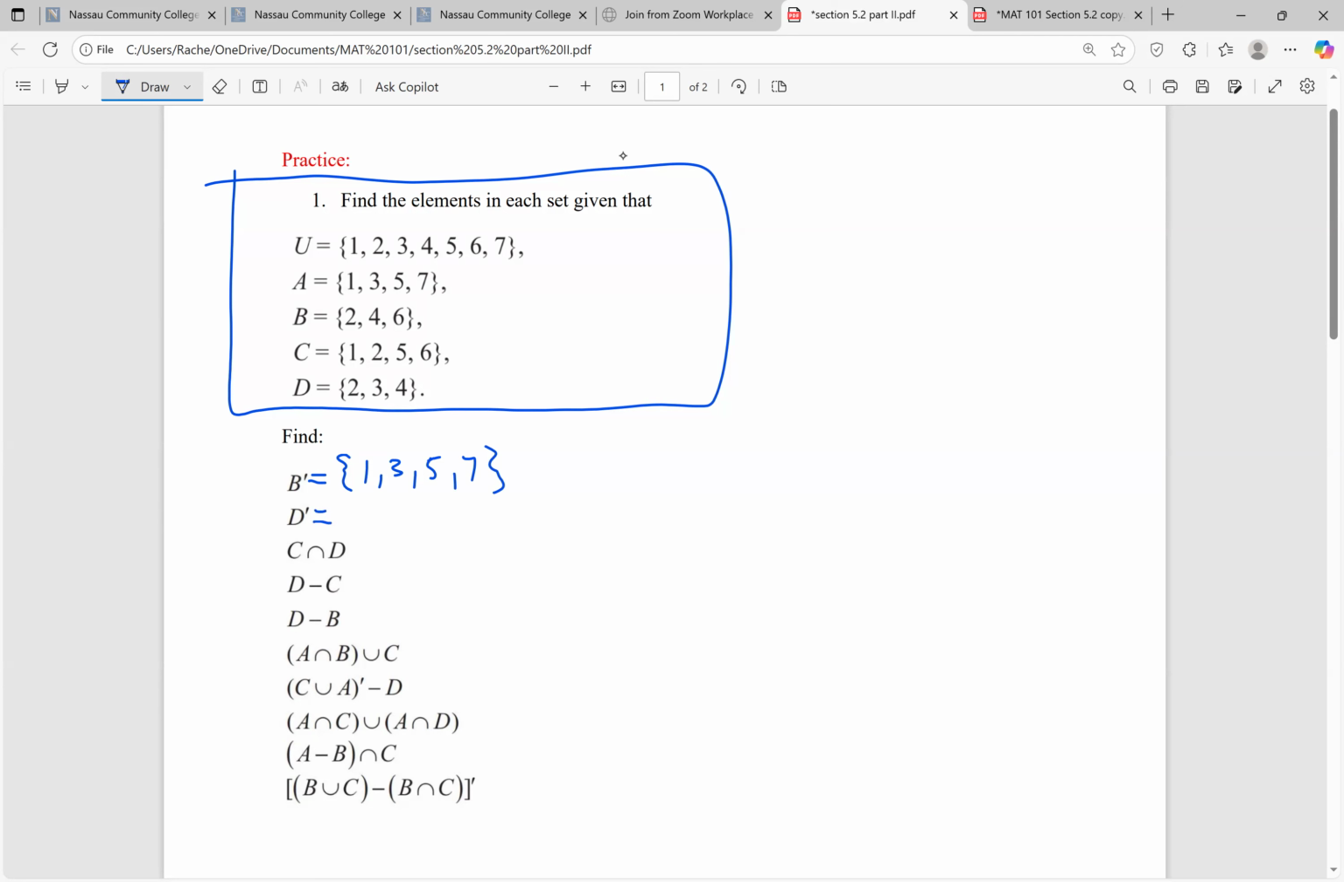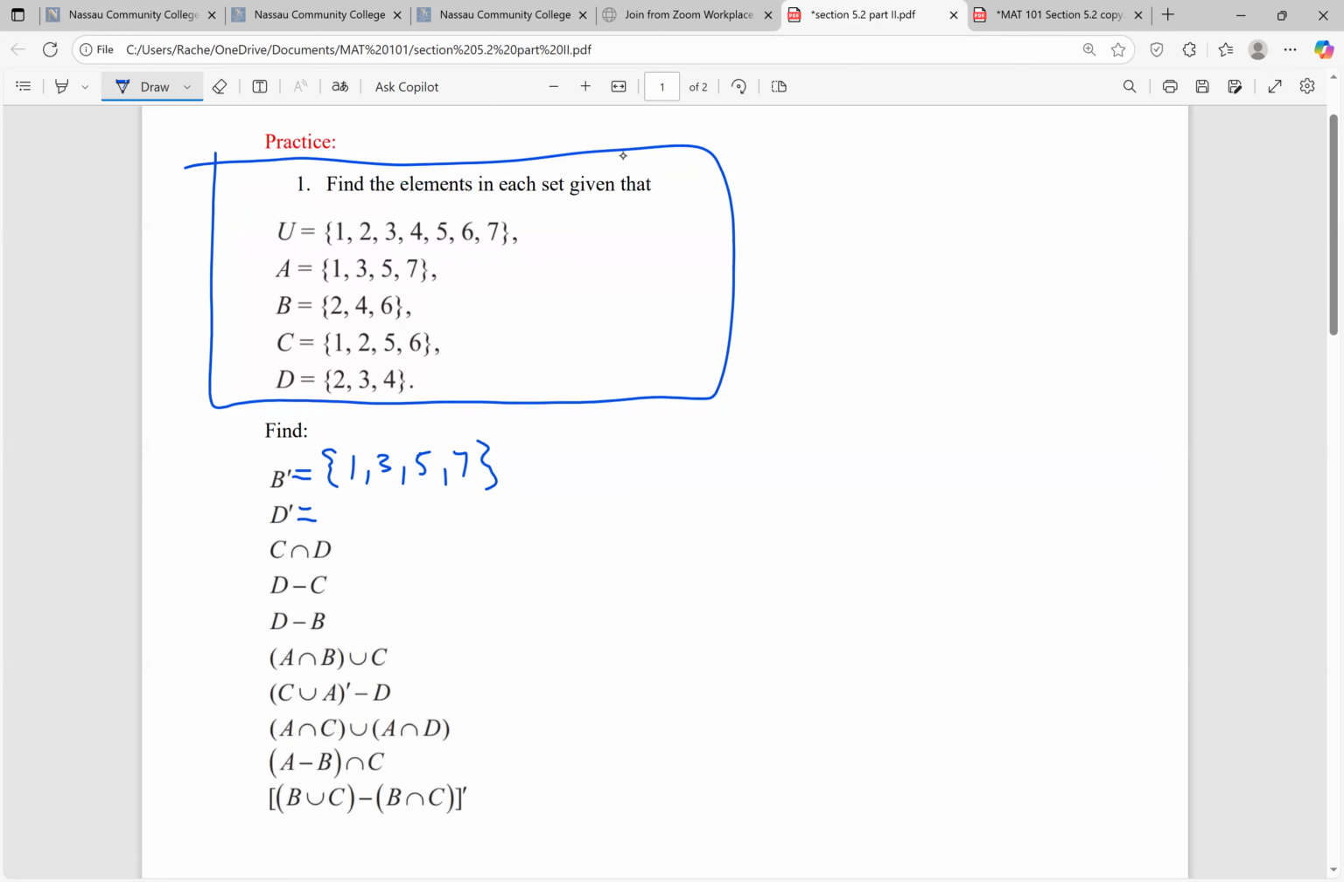Similarly, let's find D prime or D complement, anything that's not in set D. Set D contains 2, 3, 4, so it's going to be everything else in the universal set. So it's going to be 1, 5, 6, and 7.